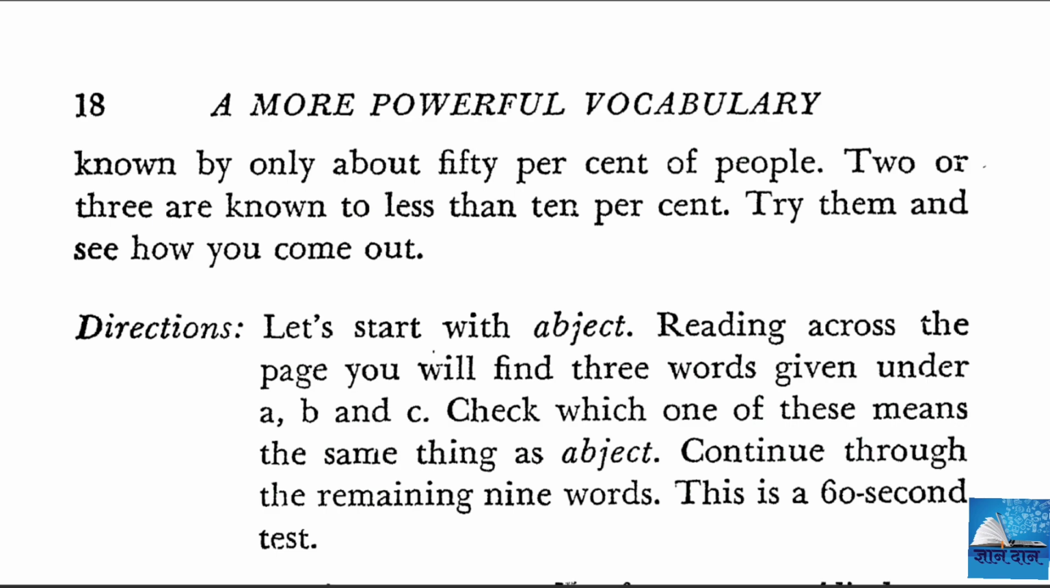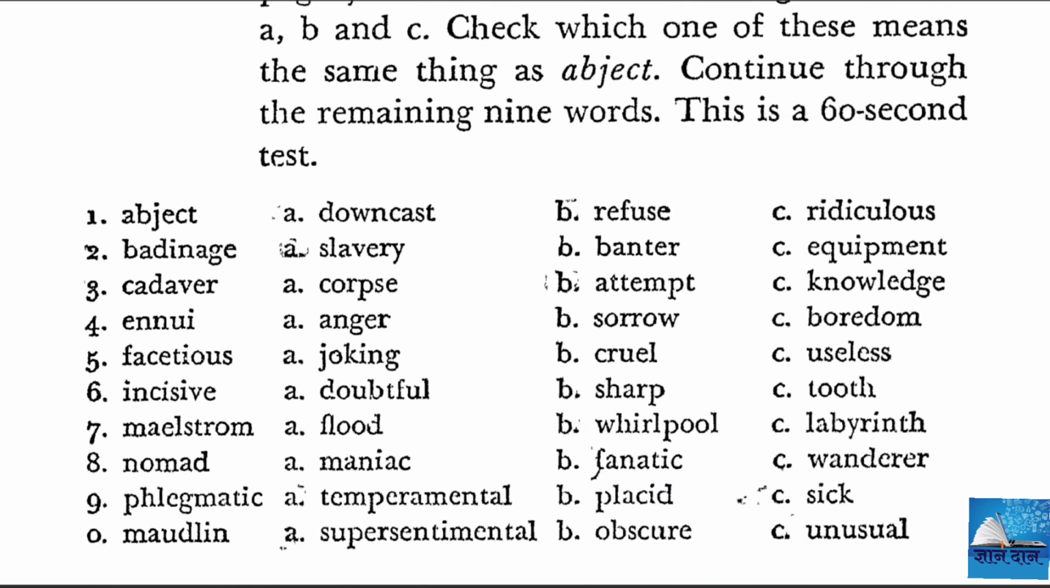Let's start with abject. Reading across the page, you will find the 3 words given under A, B, and C. Check which one of these means the same thing as abject. Continue through the remaining 9 words. This is a 60 seconds test. For example, if you think abject means refuse, then tick B for your answer. If bandage means banter, then B is your answer. Your time starts now.